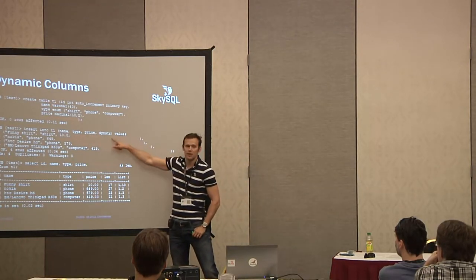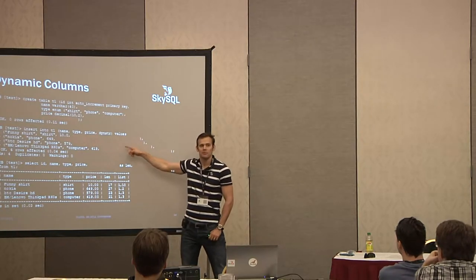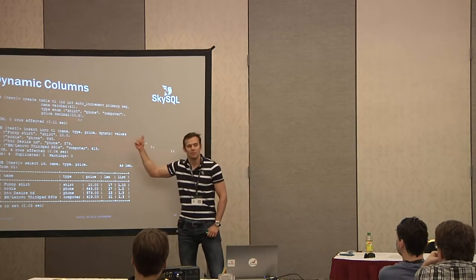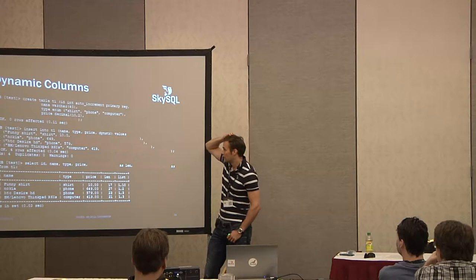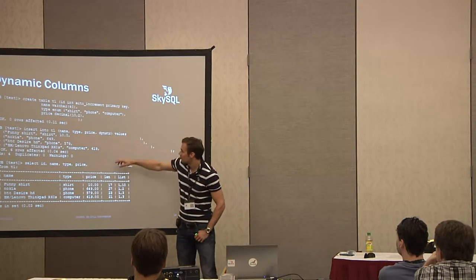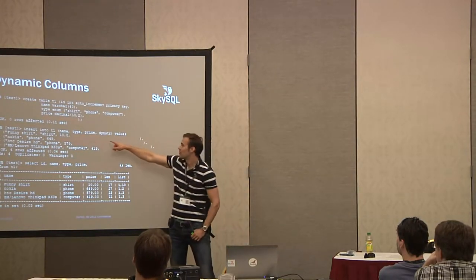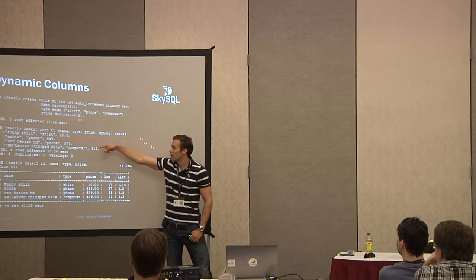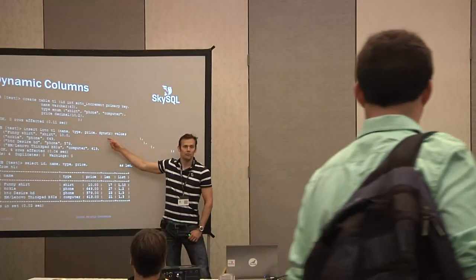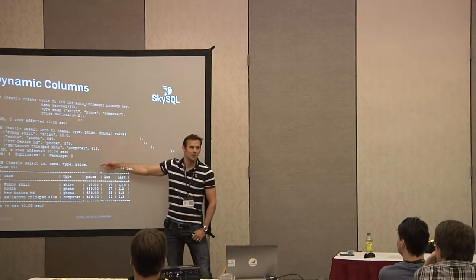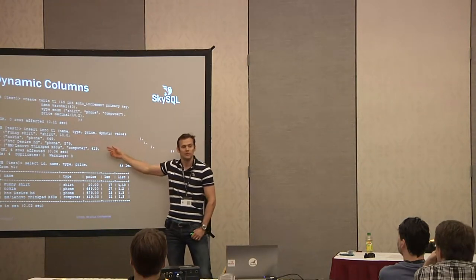Before MariaDB 10, unfortunately, these attributes are numbered. There's no name. But starting with MariaDB 10, you can actually name them as well. So in this example, attribute number one means color. Every object that has a color, we will give a value to attribute one. If there's an object that doesn't have a color, we won't give this attribute.